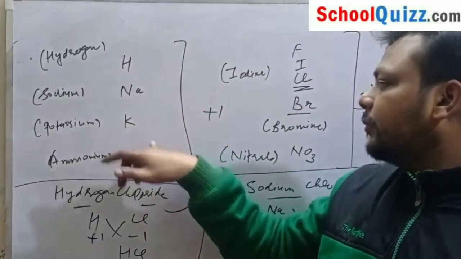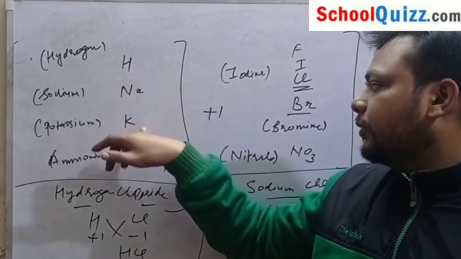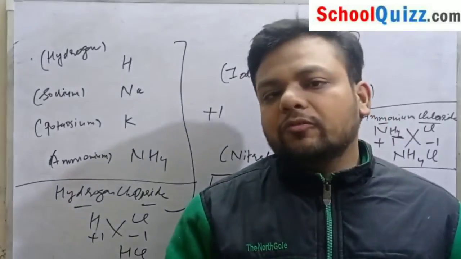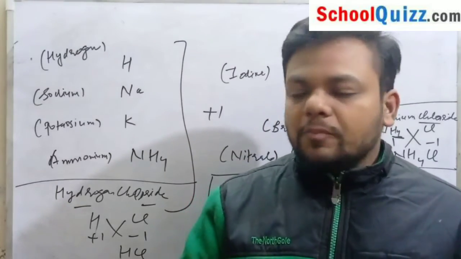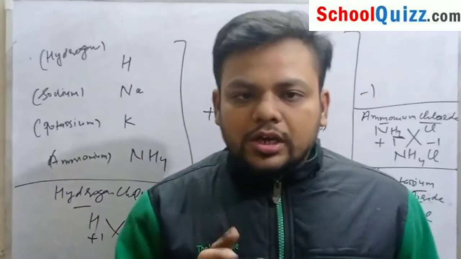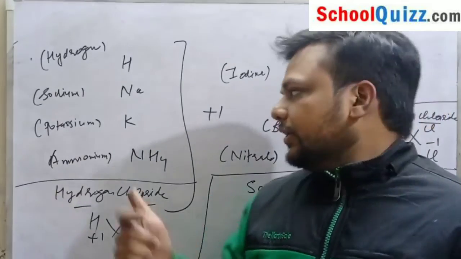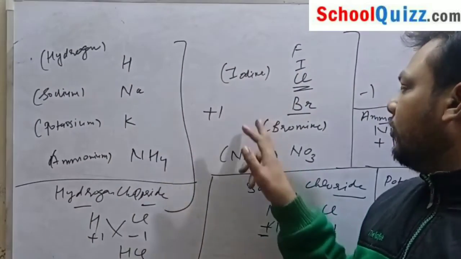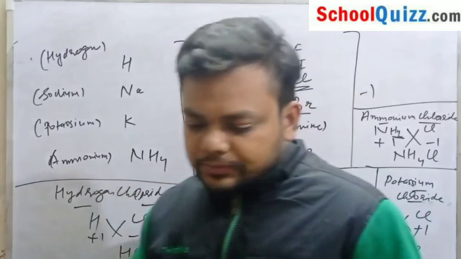You have to remember that plus 1 is for four species: hydrogen, sodium, potassium, ammonium. If we have to add any other element, then we will add it. But first of all, you have to remember the valencies of these 8 elements, these 4 metals and these 4 non-metals.